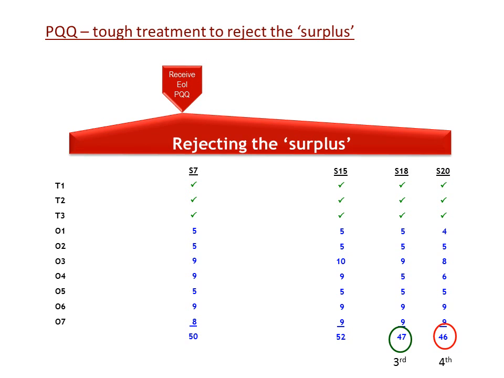This illustrates just how tough the PQQ challenge is. To succeed, every single point is vital. With just 2 more points scored, supplier 20 would have been the one to be invited to tender, and supplier 18 would have been on his way home.